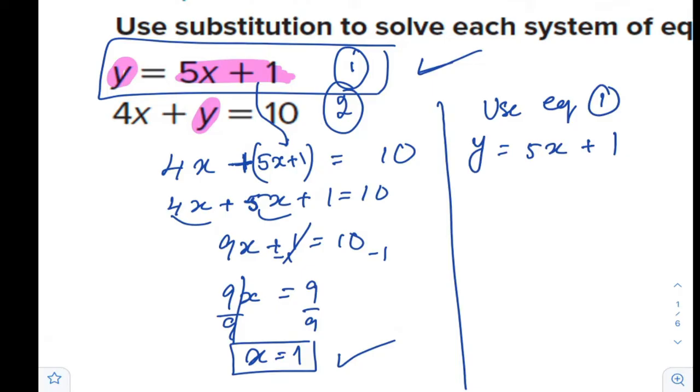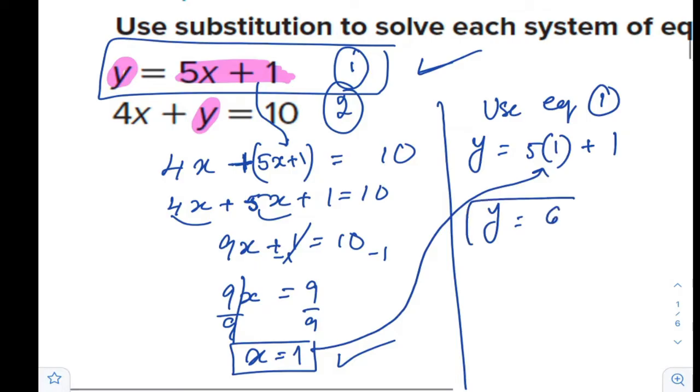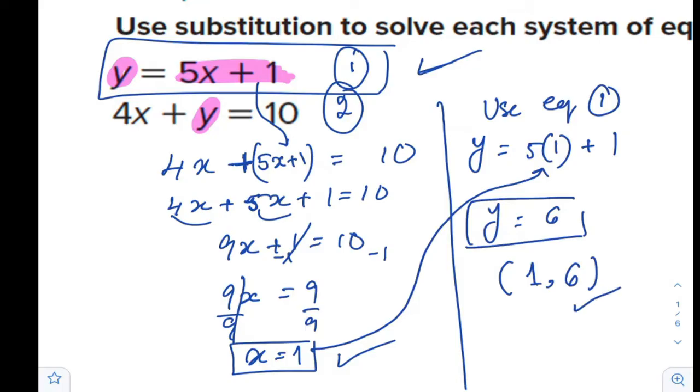So what will you do? You will replace the x by the value of x that you have found, which is 1. And y is 5 times 1, 5 plus 1, 6. So we have found y and x. The solution is the ordered pair (1, 6). You have one solution. That means, referring to the previous lesson, the lines are intersecting at one point. This is how they look.